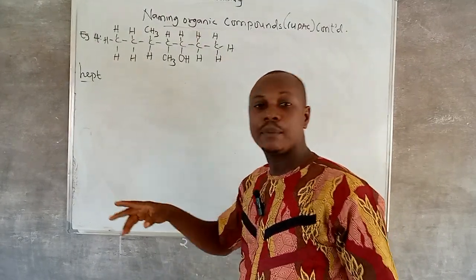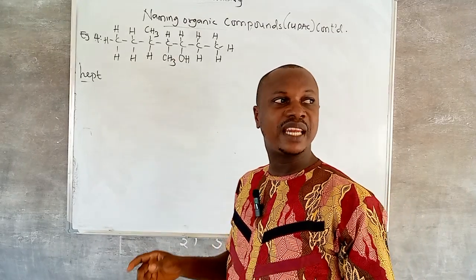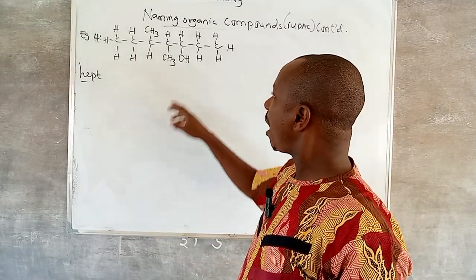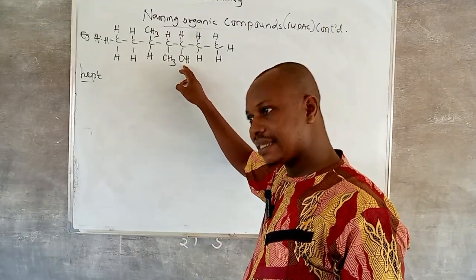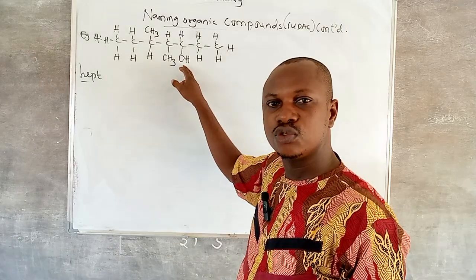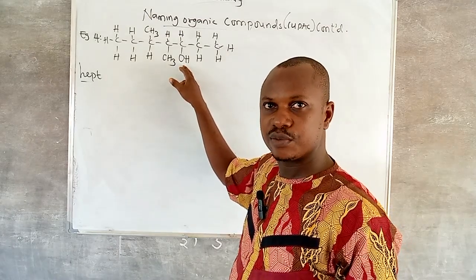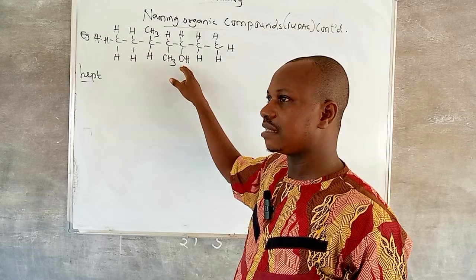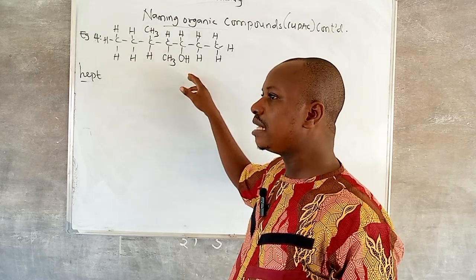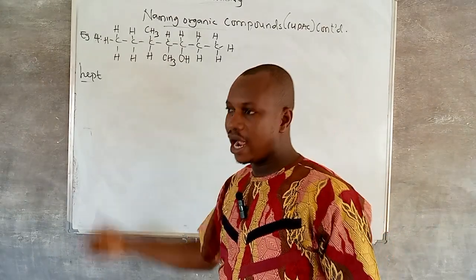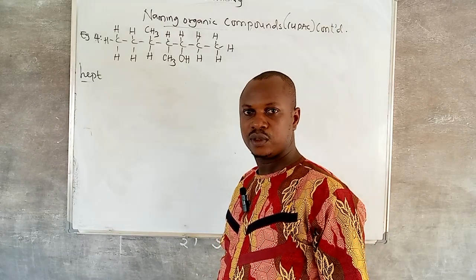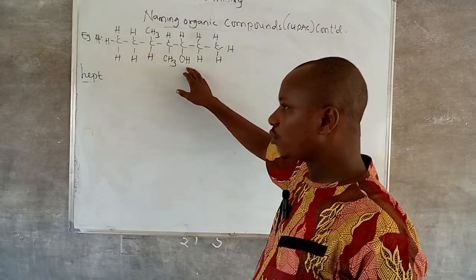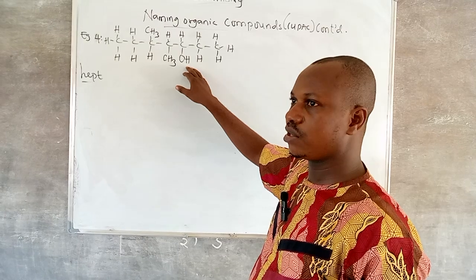There is another example I will show you maybe in our subsequent videos where OH is acting as a substituent group and not as a functional group. But here it is acting as a functional group, which means the name of this compound will end with OL. Don't forget, this one is acting as a functional group.